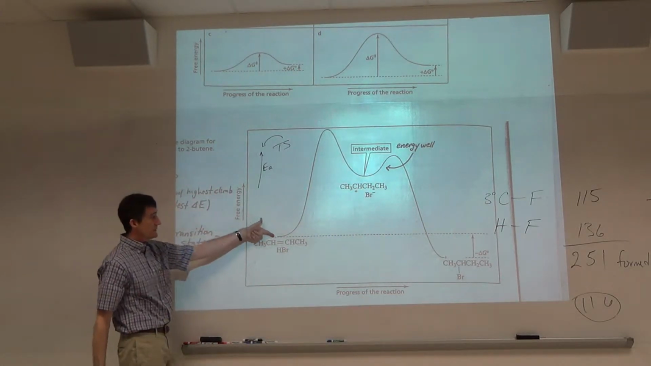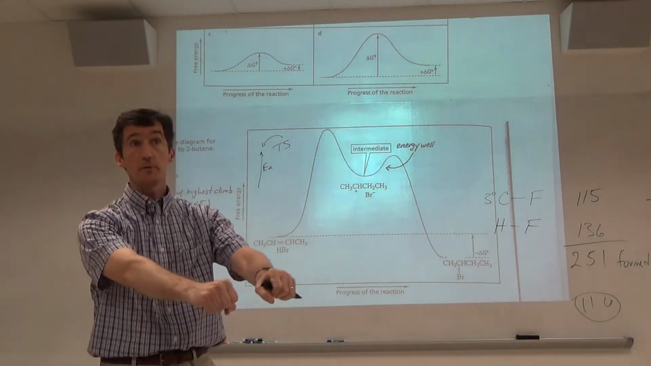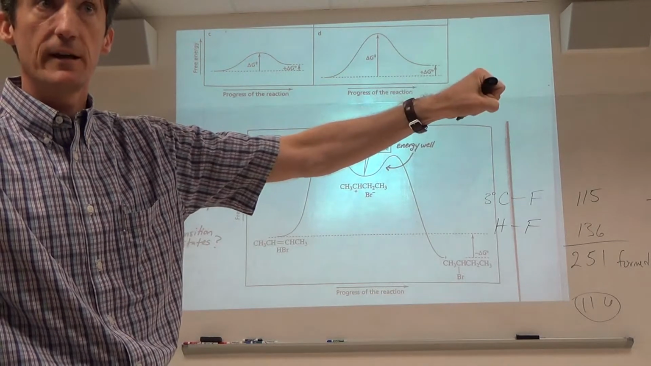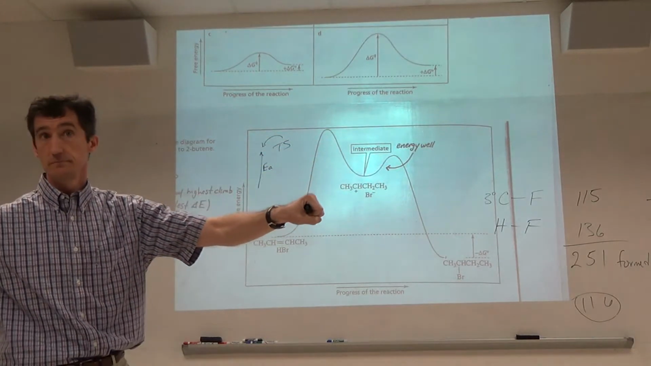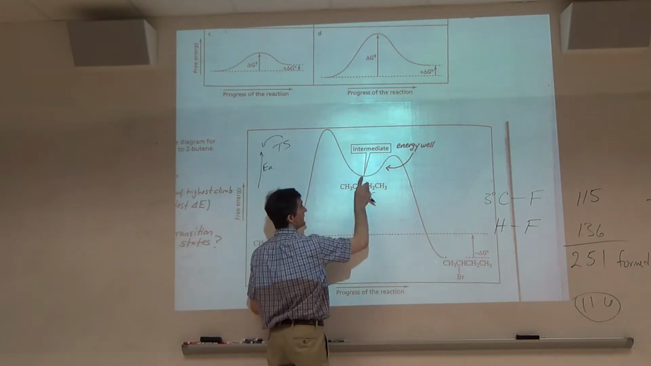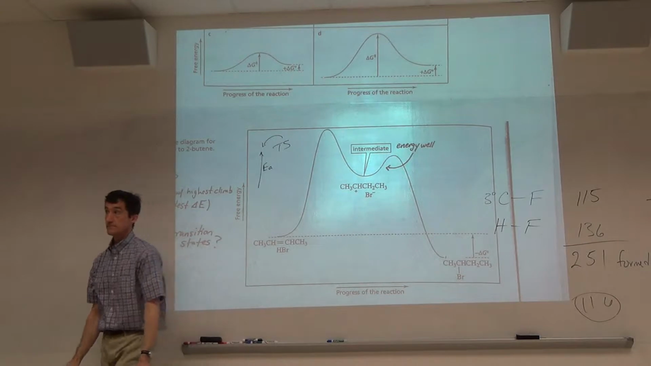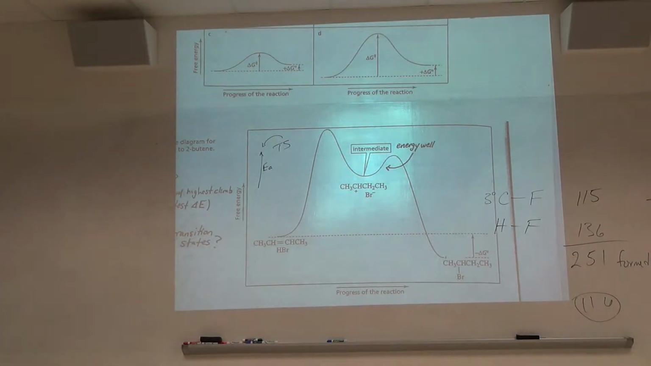This is actually an alkene reacting with HBr. What's the first step? The pi bond reacts with H+, leaving a carbocation. What's the next step? The halide attacks the carbocation. So here's your carbocation, the intermediate. This is exactly what I drew yesterday, right?